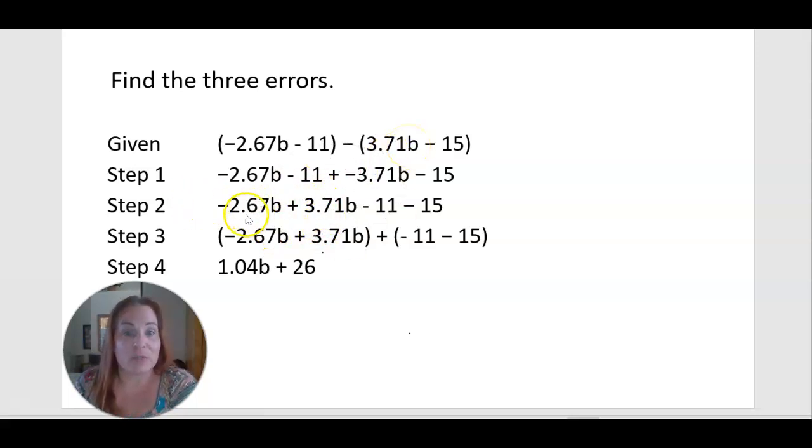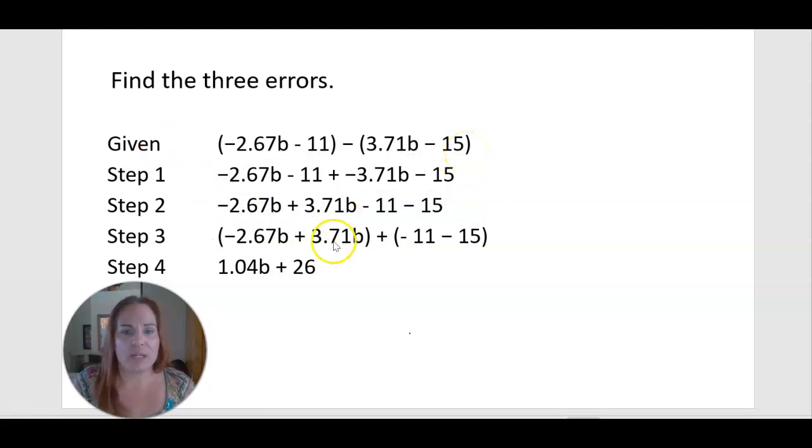And so let's see what happened from step 2 to step 3. So from step 2 to step 3, it looks like we added some parentheses in here, right? So it looks like we just put parentheses here and here. That's fine, just grouping the b terms together. And then parentheses around -11 and -15, and we're adding. That's also fine. So no mistakes from step 2 to step 3. So that means our last mistake must happen from 3 to 4. So let's check it out.